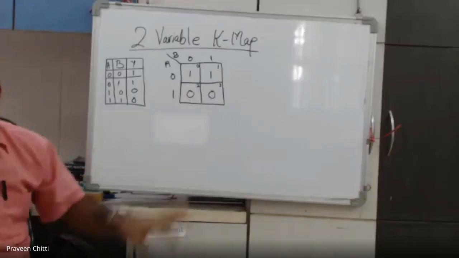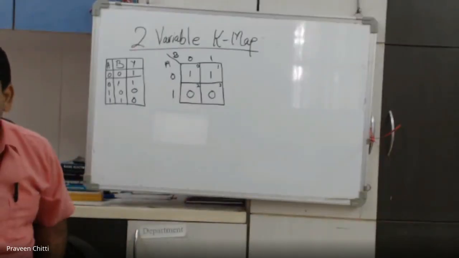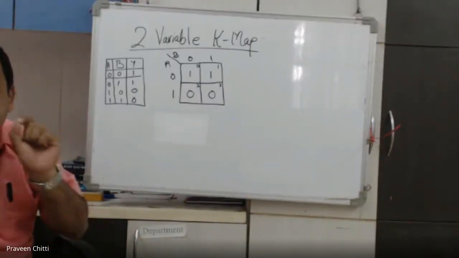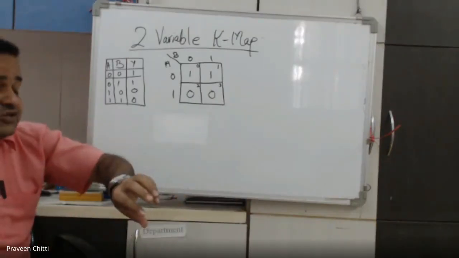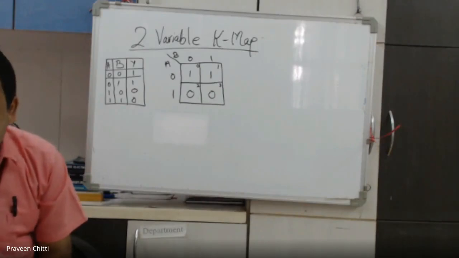I hope this process is clear: how to draw a 2 variable K-map, how to number each and every cell of the K-map, and how we can fill the cells of the K-map. Is that clear? Yes, sir.